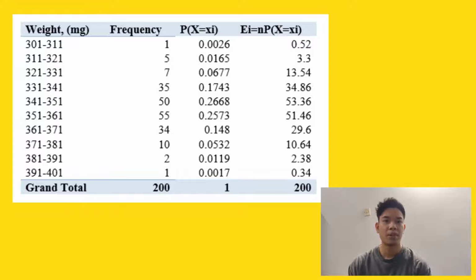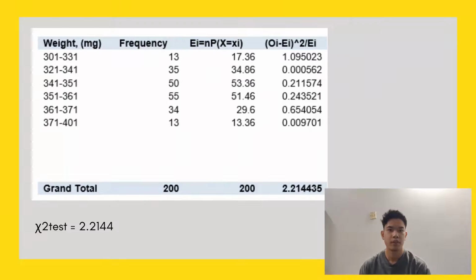But we cannot start the test yet because some of the observed frequencies are less than 5. So we need to merge them. If the frequency is no less than 5, we can start to find the statistic. And the sum of the statistic will be the chi-square test value, which is 2.2144.